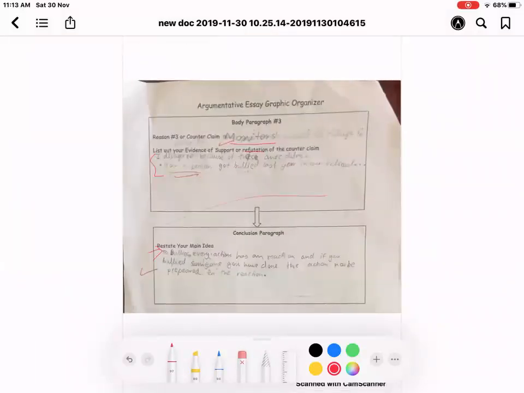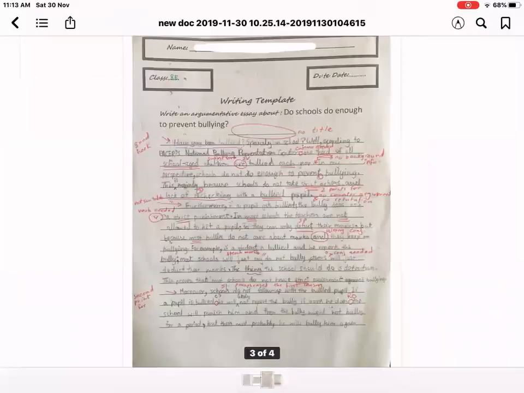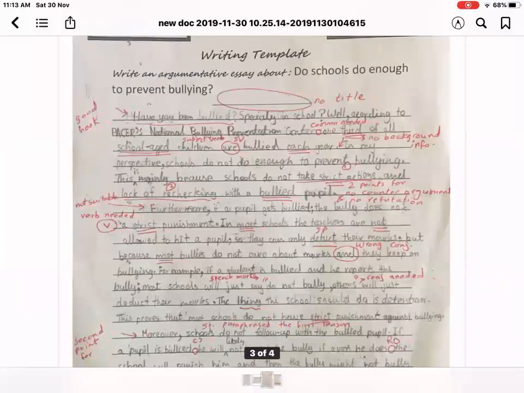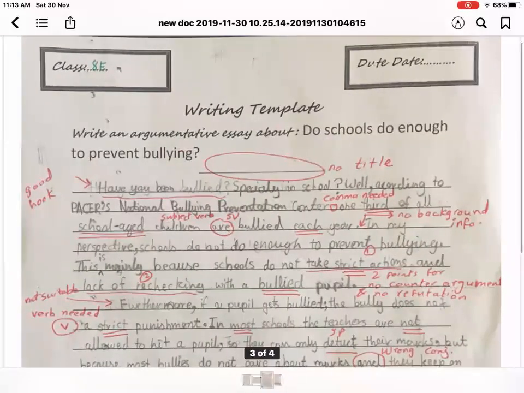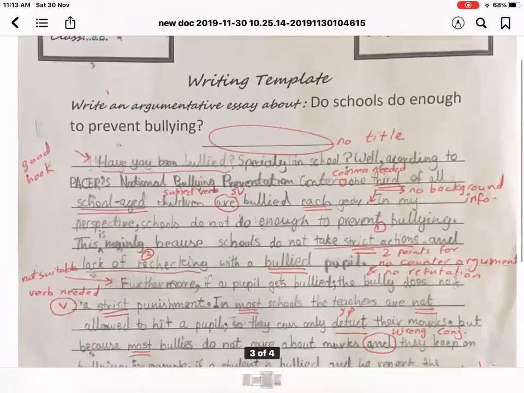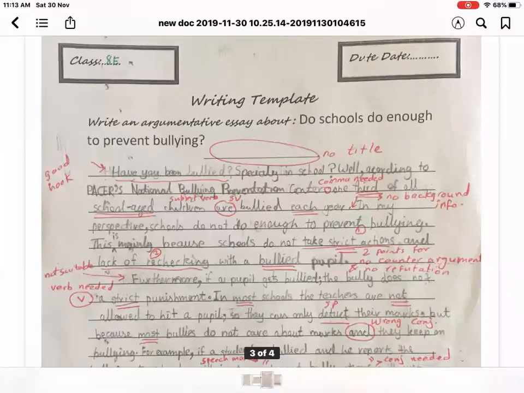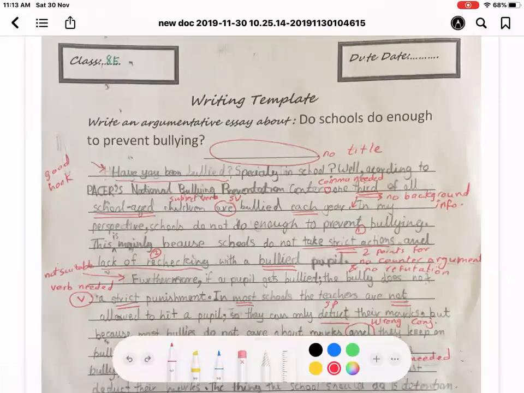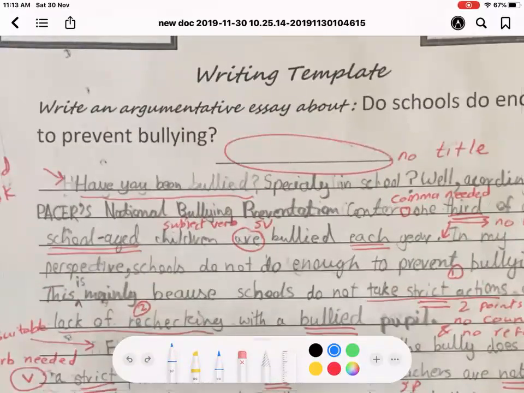Now let's go to the core of the lesson here. Let's read it together, word by word, and then analyze the essay. The first point is that the student didn't write a title. There was no title at all, so this is a problem.